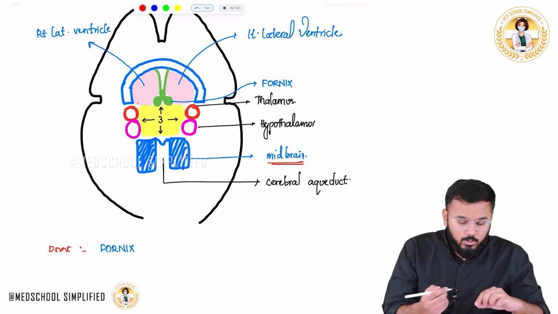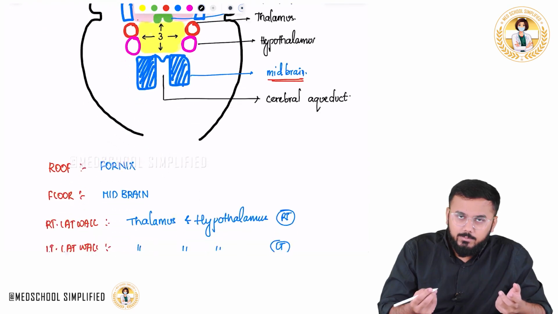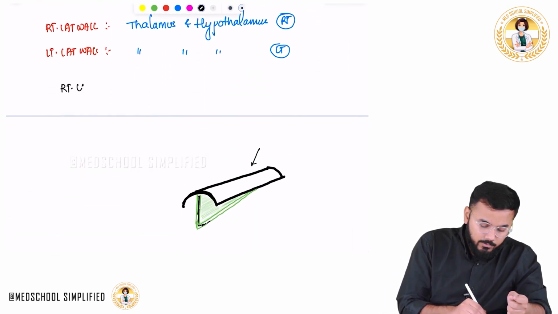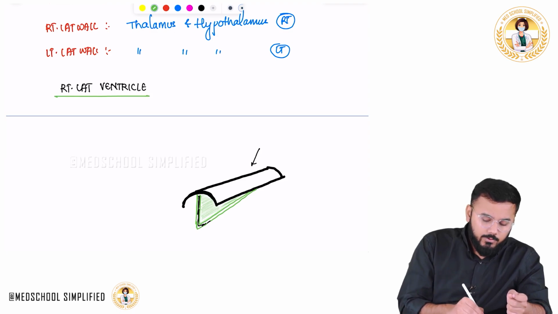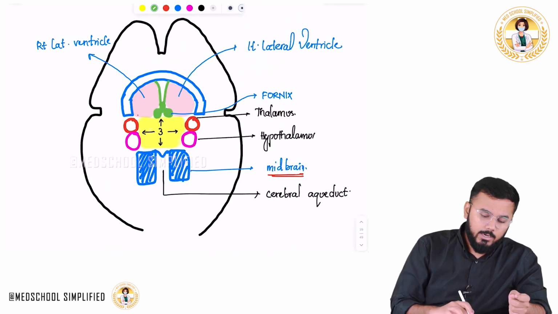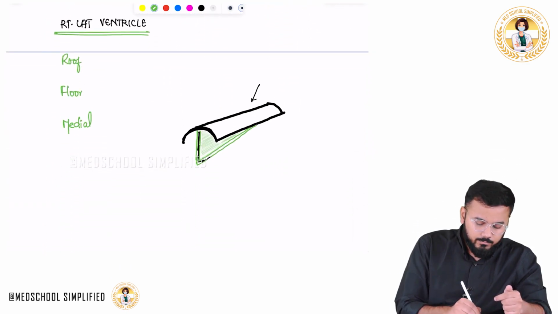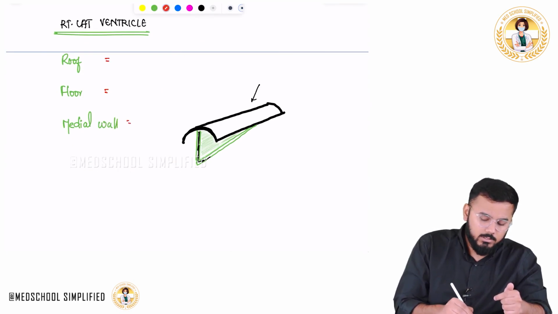Right? So you have to know this. The right lateral ventricle and the left lateral ventricle, both of them are the same. So you have to know what the roof of the right lateral ventricle is consisting of, what the floor is consisting of, and what the medial wall is consisting of.